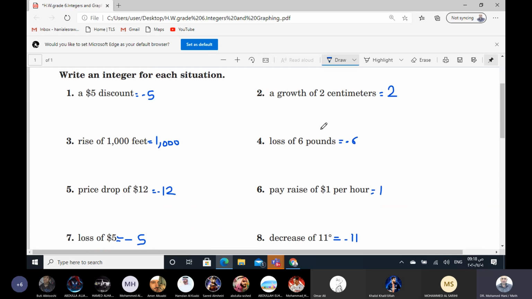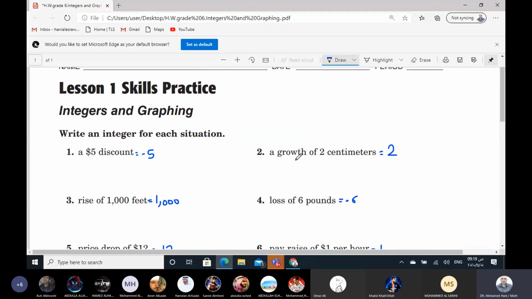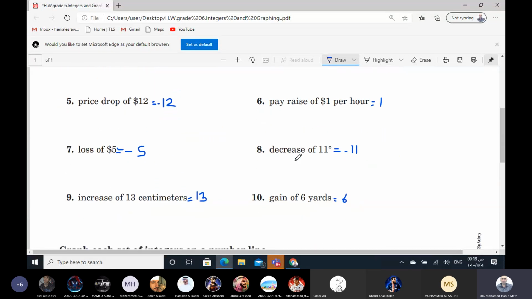Great. Who has any question here? From 1 to 10, the exercises here. Who has any question here? Easy. Okay.